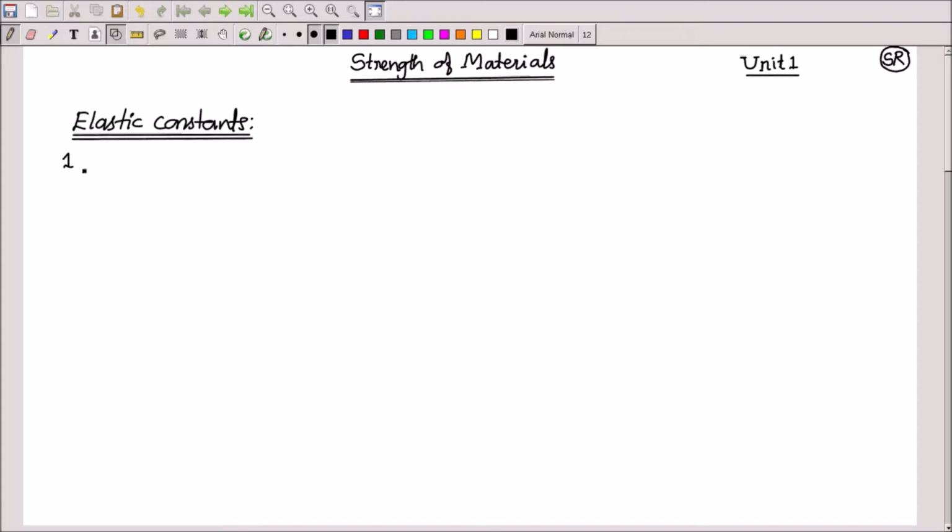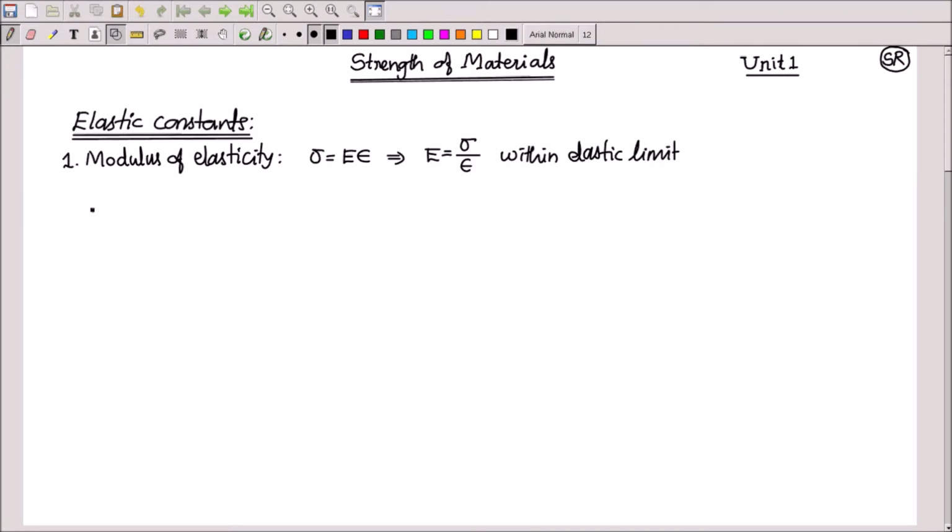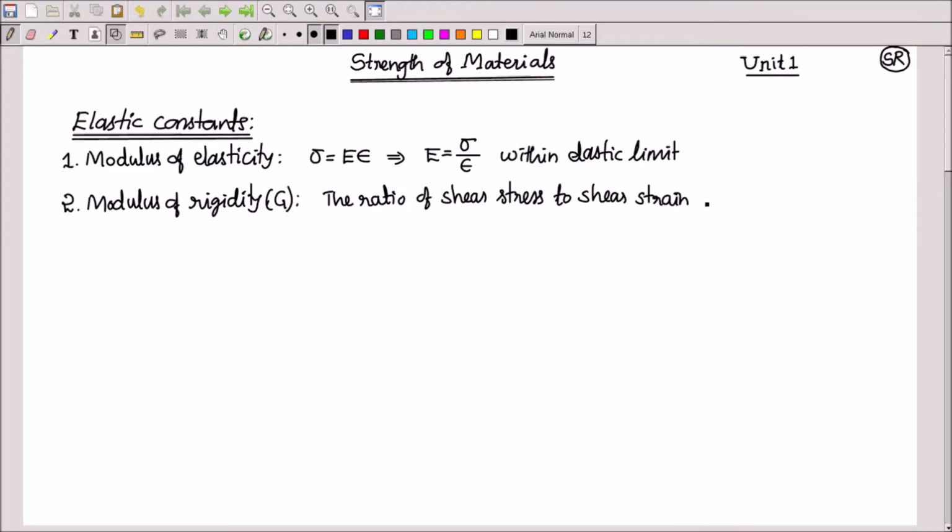For example, modulus of elasticity or Young's modulus is a constant that is obtained from Hooke's law. Ratio of stress to strain is Young's modulus. Modulus of rigidity is G, or in some textbooks it is denoted as C. G also can be defined from Hooke's law. It is defined as the ratio of shear stress to shear strain within the elastic limit. So G is equal to tau by gamma. That also we have defined.